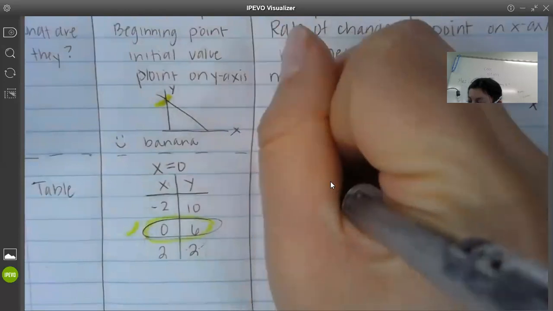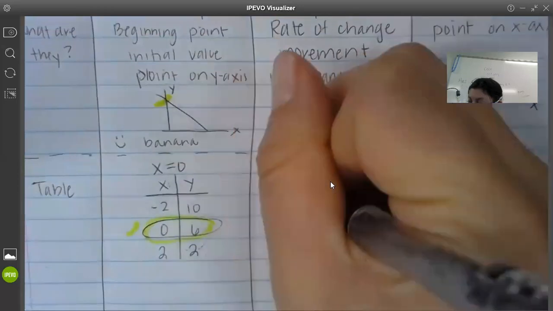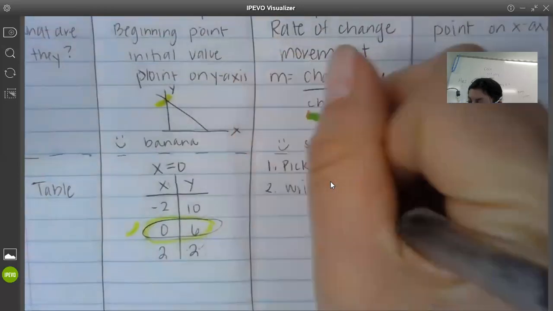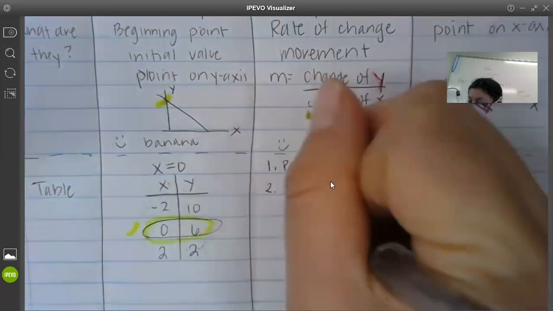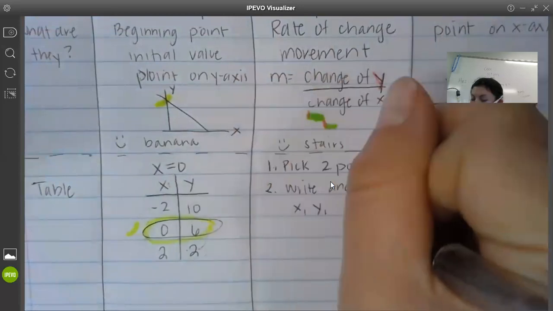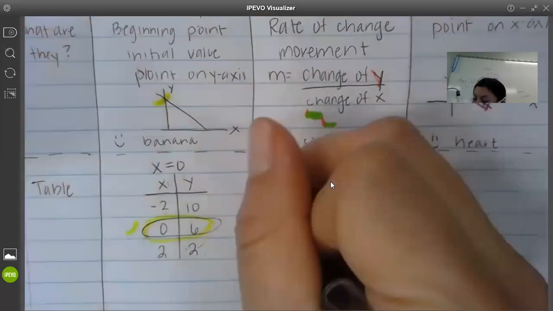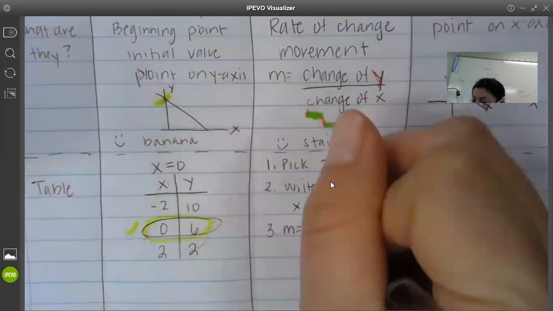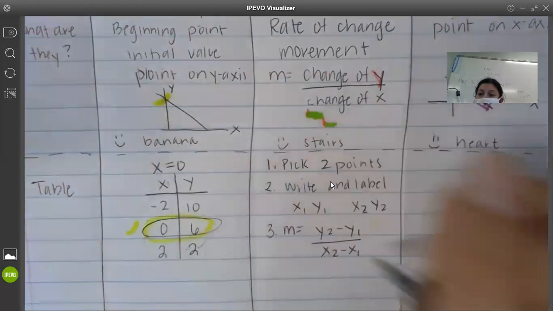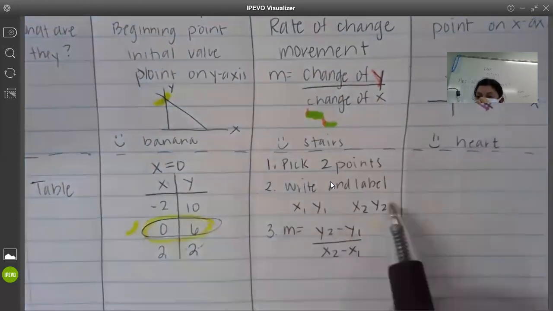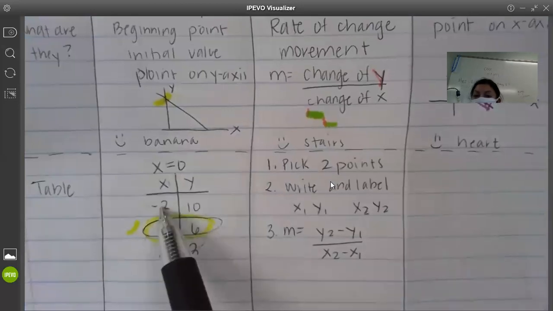So you pick 2 points. Write them. Write and label x1, y1, x2, y2. That's what you label the points. After you do that, you use the formula. This formula doesn't change, and the formula is not the same way we label the points, because in every point, when you write it, it's always x and then y.